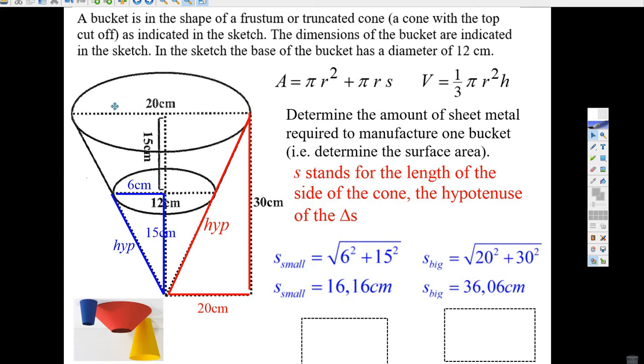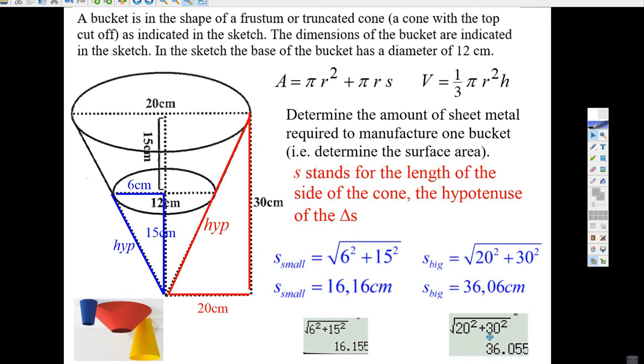There it is in your calculator. It looks like that. And I think I showed you I did it in a calculator. You can see how I did it in a calculator. I took a picture of it. Square root of 20 squared plus 30 squared, and I got this 36.06. Now I know what these two things are.